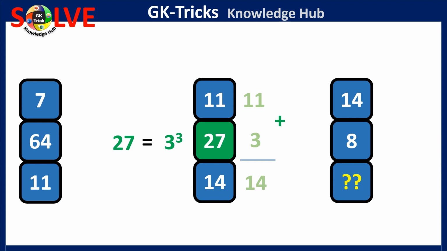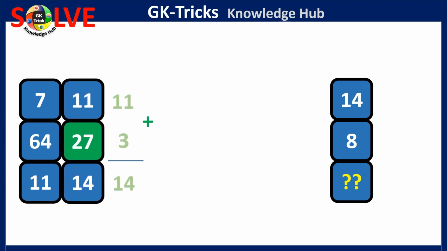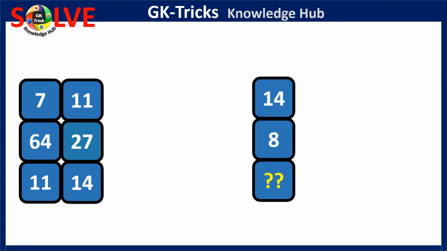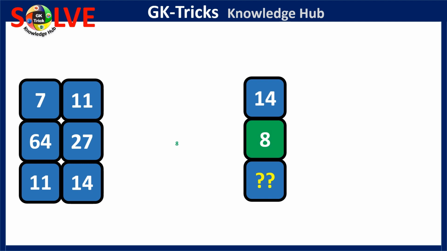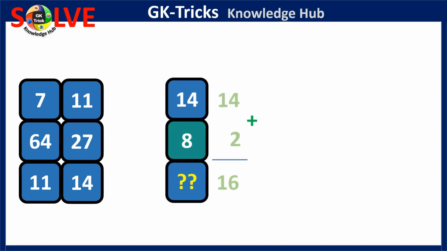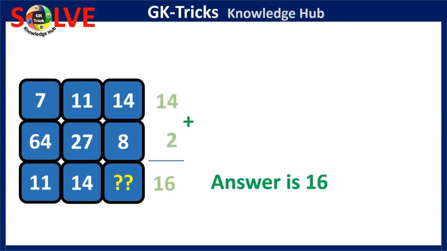Now let's apply the same rule to the third column. The middle number is 8, and the cube root of 8 is 2. The first number in the third column is 14. 14 plus 2 equals 16. So the missing number is 16.